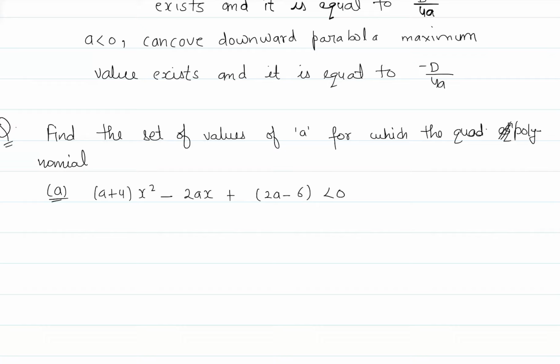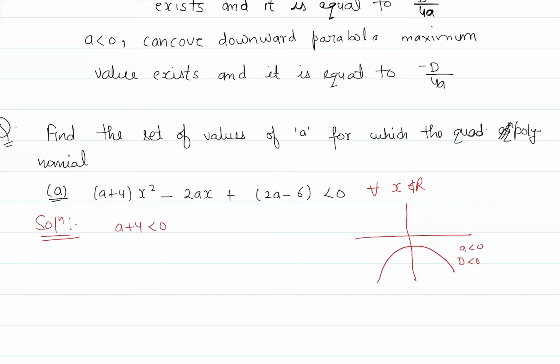Now we will solve it here. There can be two types of graph for this polynomial. Since it should be less than 0 for every x belongs to R, we need this type of graph. So basically we need the coefficient of x square less than 0 and d also less than 0. It means a plus 4 is less than 0 and at the same time d should be less than 0. We get a plus 4 less than 0 and b square minus 4ac.